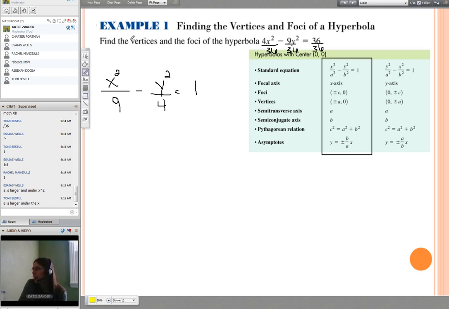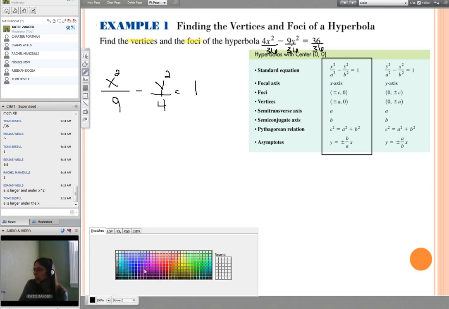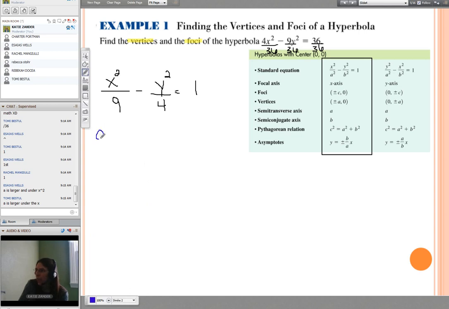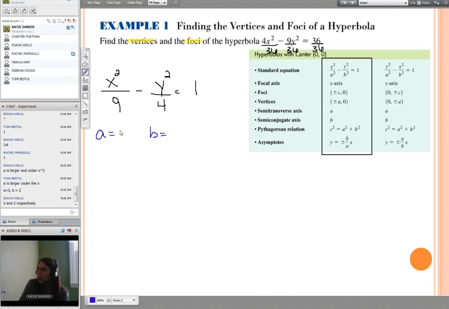All right, let's go ahead and pull what we need. So it says to find the vertices and the foci of our hyperbola. So we're going to need C and A. In order to find C, we're going to need B because we're going to have to use the Pythagorean relation from below. So let's just start with the values for A and B. What are the values for A and B? 3 and 2, respectively. Very good. Yeah, so 3 and 2 respectively there.